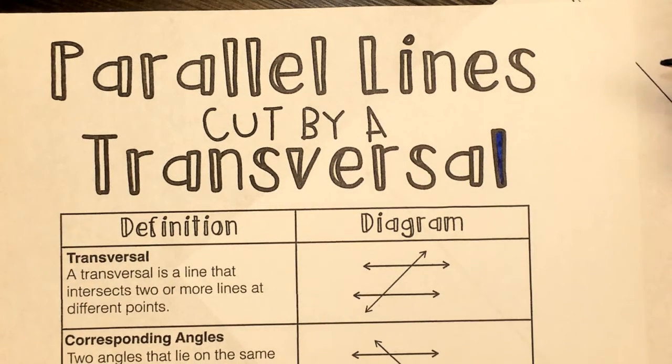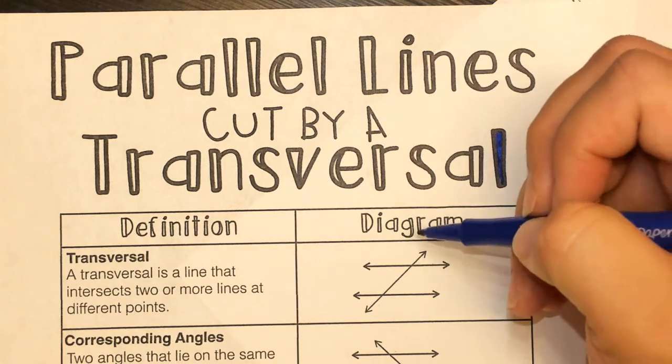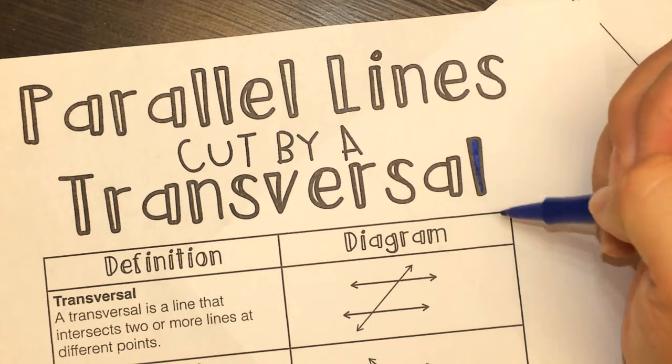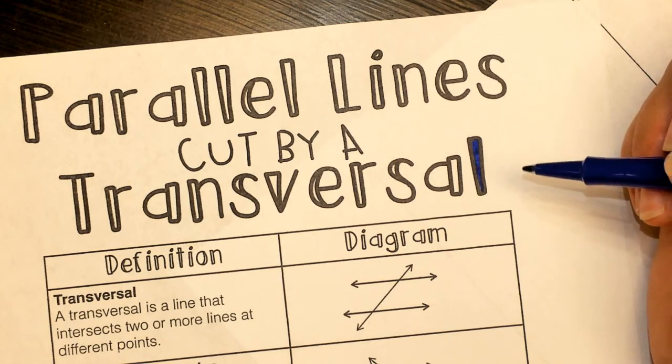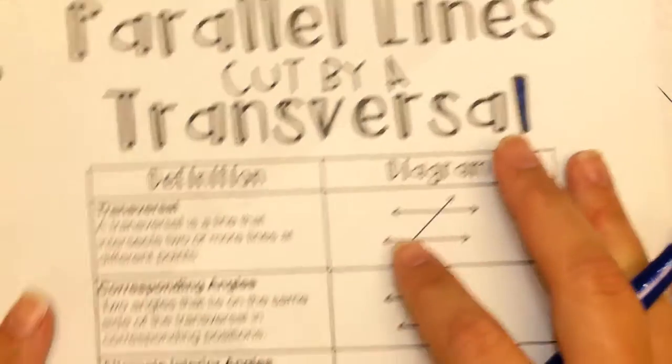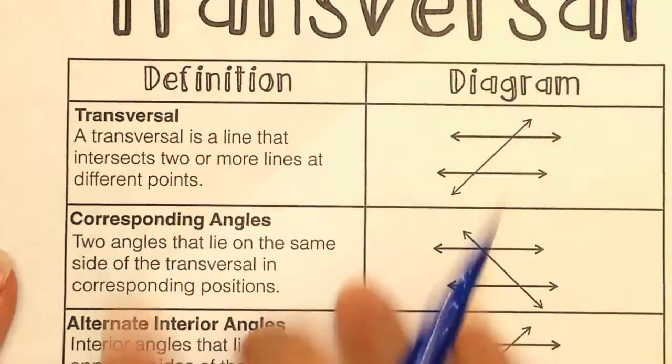Okay? So, but here's the thing. I whited out some important information on here because I want you to draw it yourself. I think you will remember it better if you draw it yourself. So the first important thing we're learning is called a transversal.